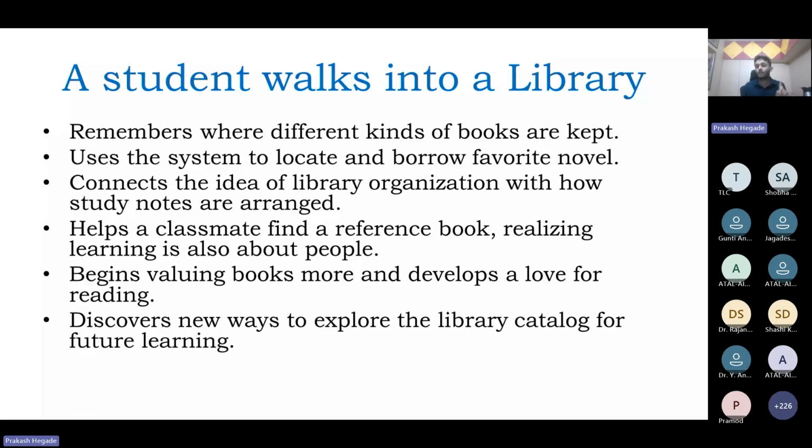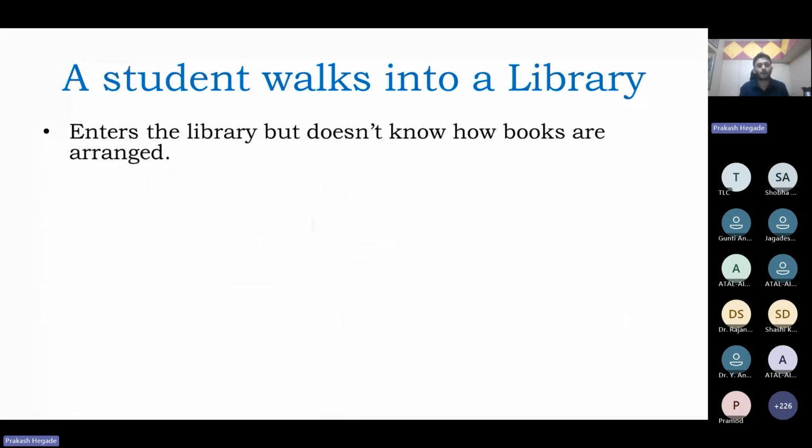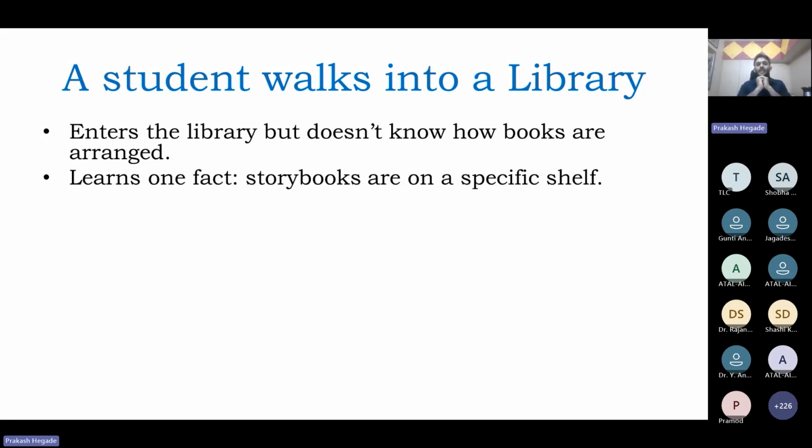Let's see a smaller third dimension of the same path. That is, a student walks into the library, but doesn't know how the books are arranged. I'm in a mess. I'm like, there are so many books. How do I get to know where the books are? Okay, this is the third perspective now. Then I understand one fact. Okay, the story books are kept there. Now I realize I just learned one thing. Okay, I just learned one small thing. Hey, look, story books are on that shelf.